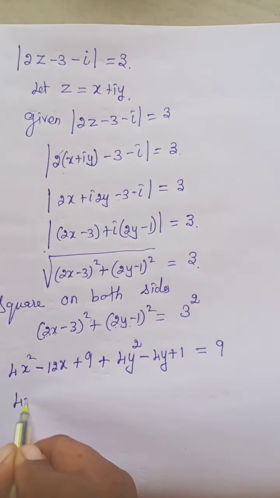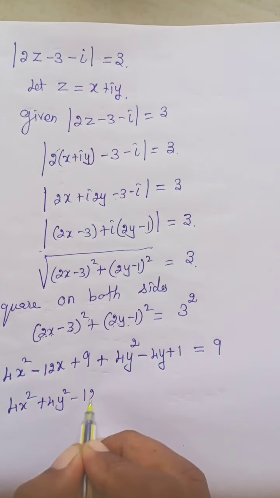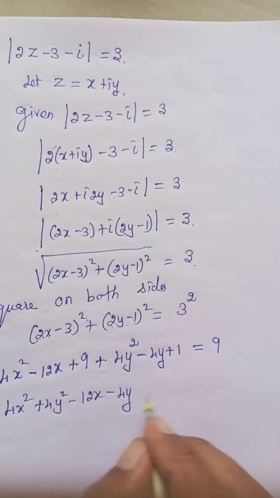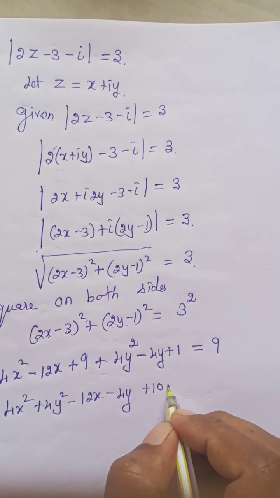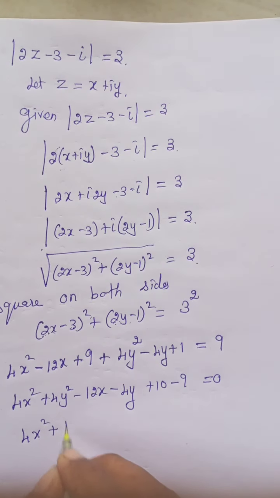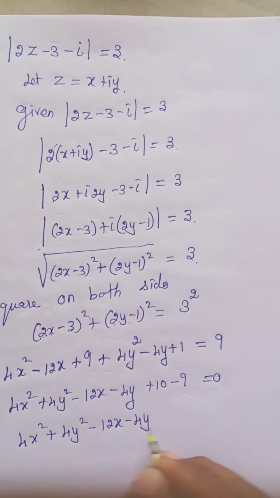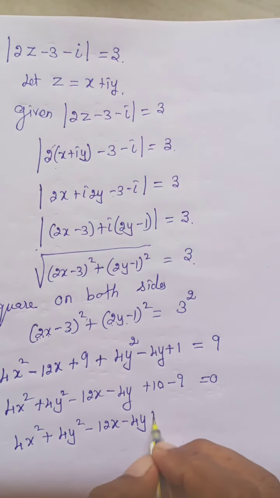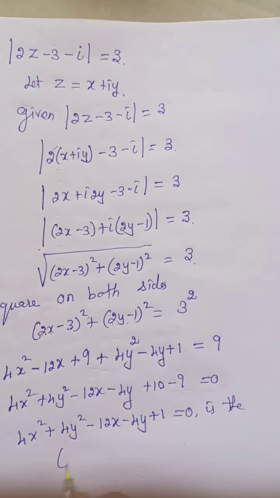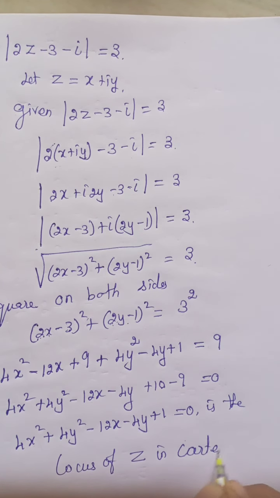Now I am arranging in order: 4x square plus 4y square, then x term minus 12x, minus 4y, 9 plus 1 is 10, bring that 9 here, minus 9 is equal to 0. So 4x square plus 4y square minus 12x minus 4y plus 10 minus 9, that is plus 1, equal to 0 is the locus of z in Cartesian form.